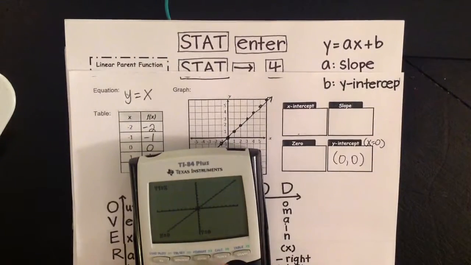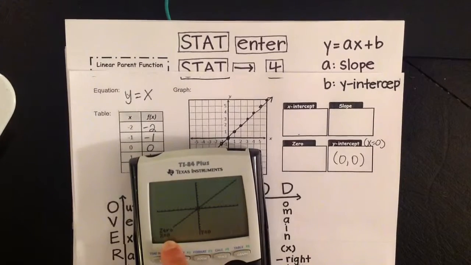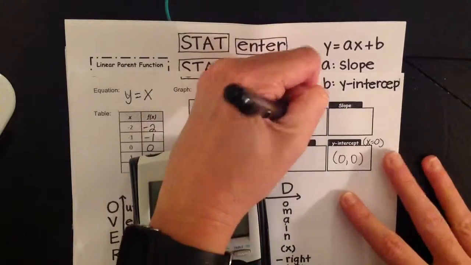For my x-intercept, second trace, option 2. I want to go to my x-intercept. My cursor happens to be right on it, but if not, I would move left or right until my cursor is on the x-intercept spot. So now I'm going to go left twice, enter, right 4 times, enter, and then enter to guess. My x-intercept is also 0, at the origin.